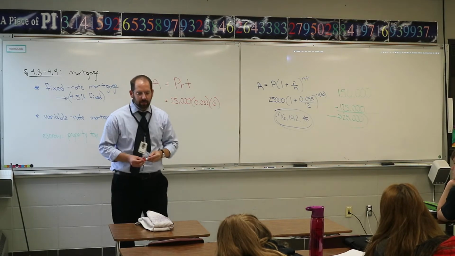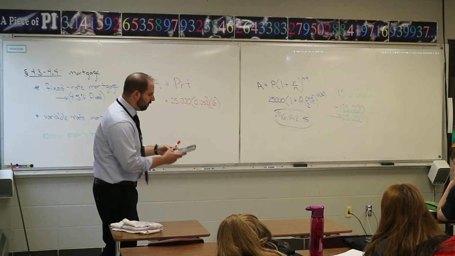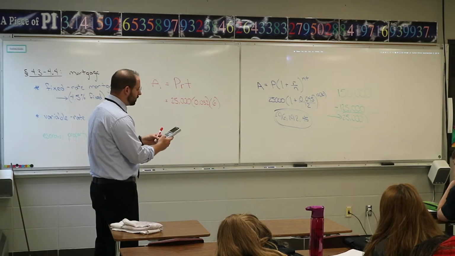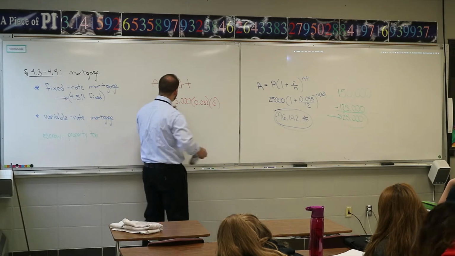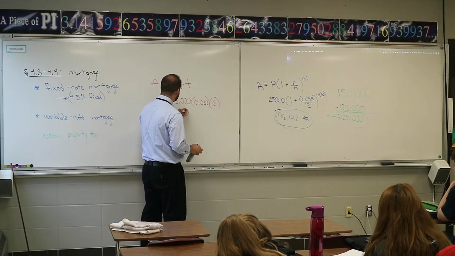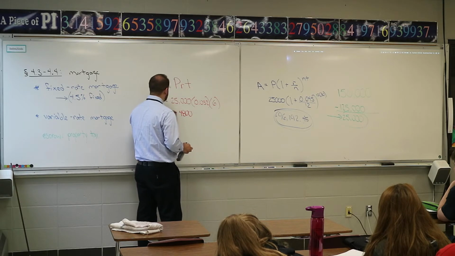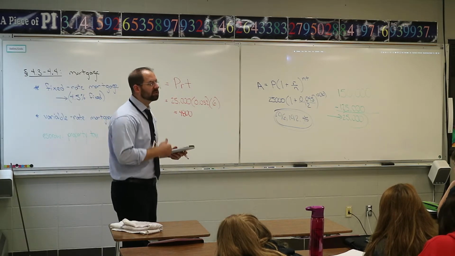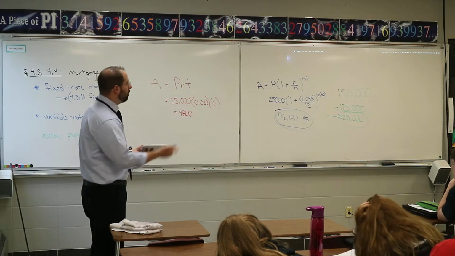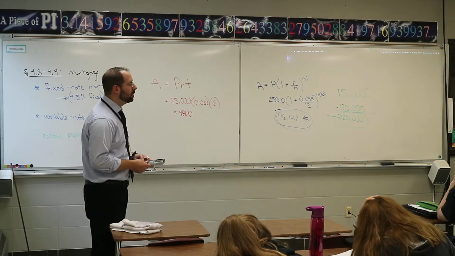Because on this type of loan, the extra money that's involved, $25,000 times 0.032 times 6 years, that's only $4,800 extra dollars. This is the extra money that he would have been paying for that car if he took out a simple interest loan, not the mortgage loan.